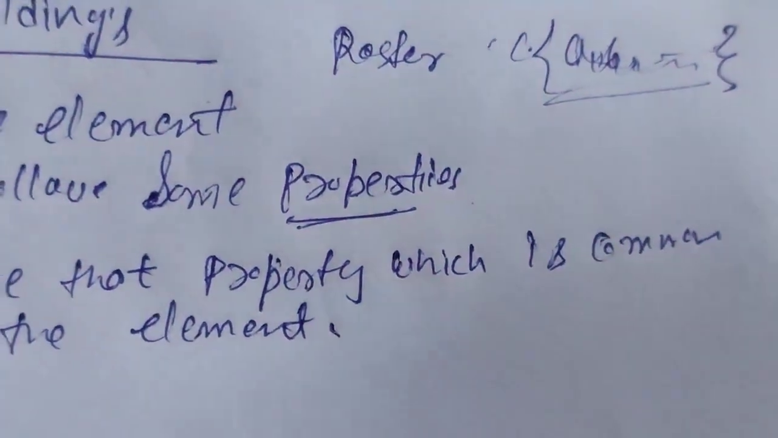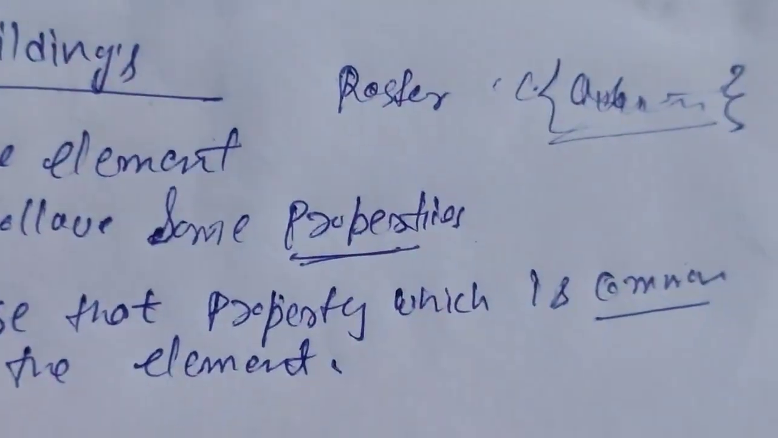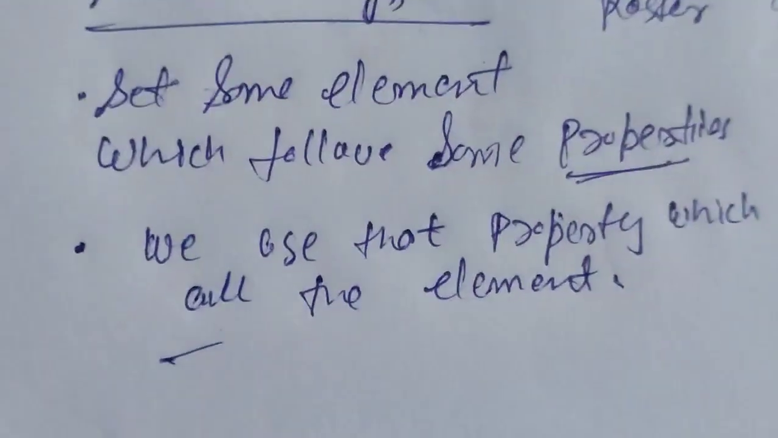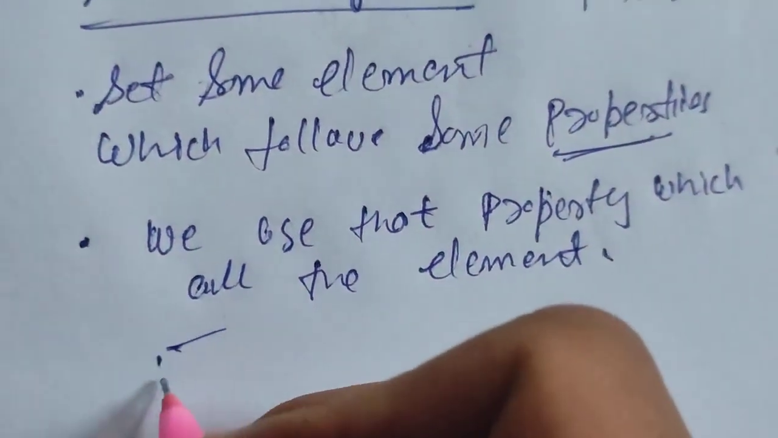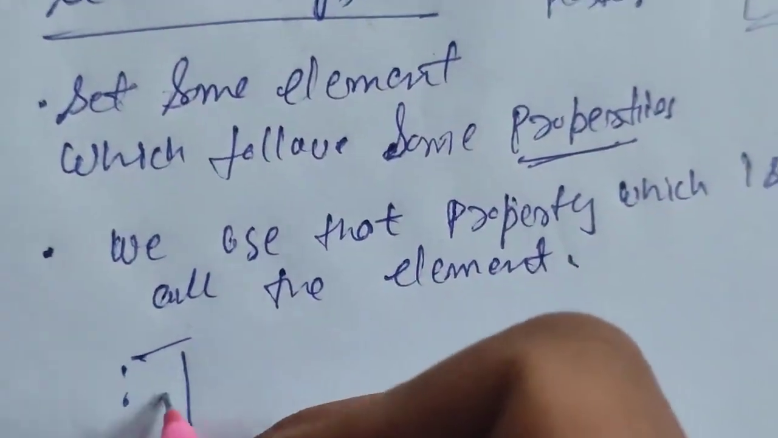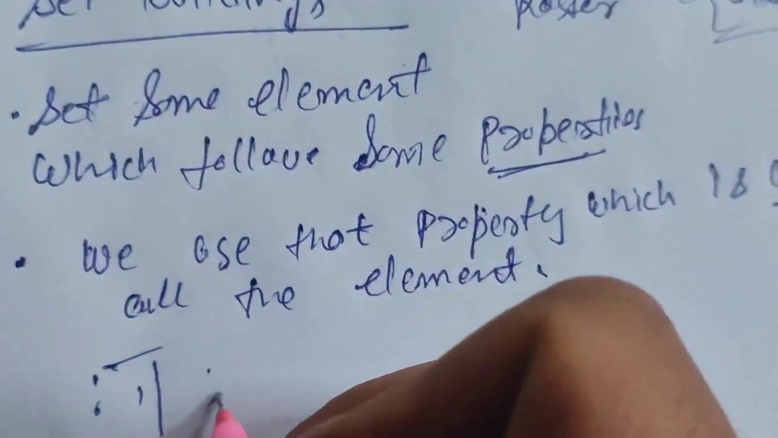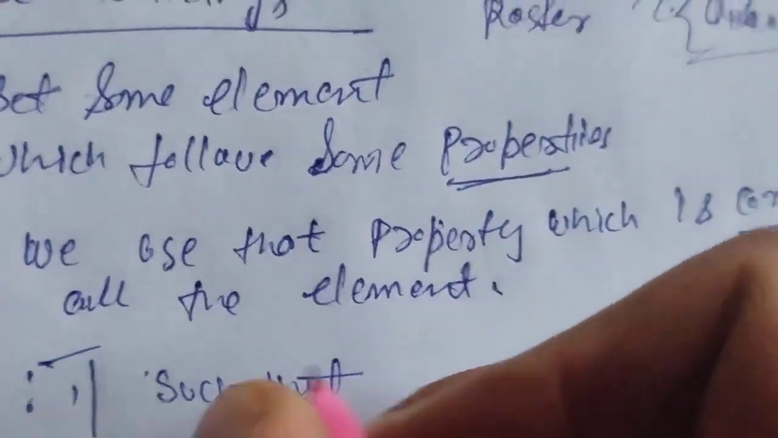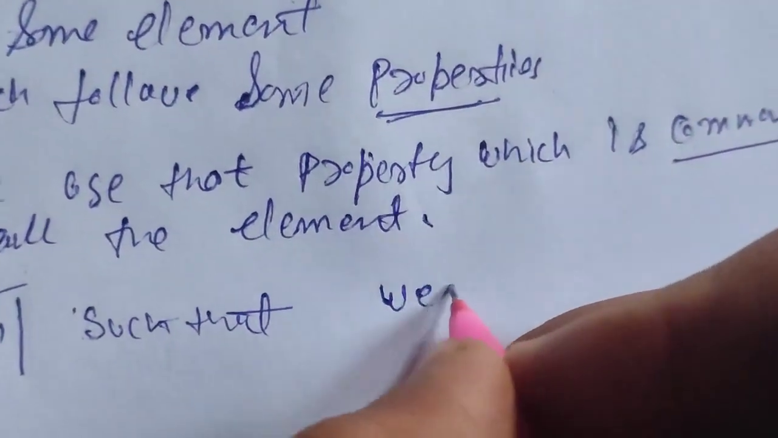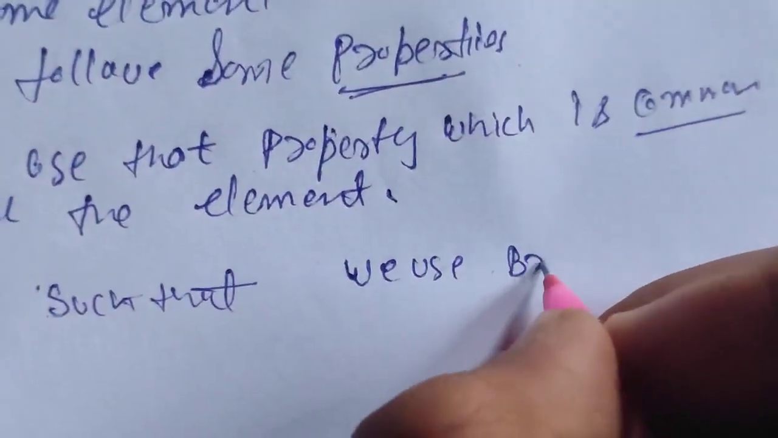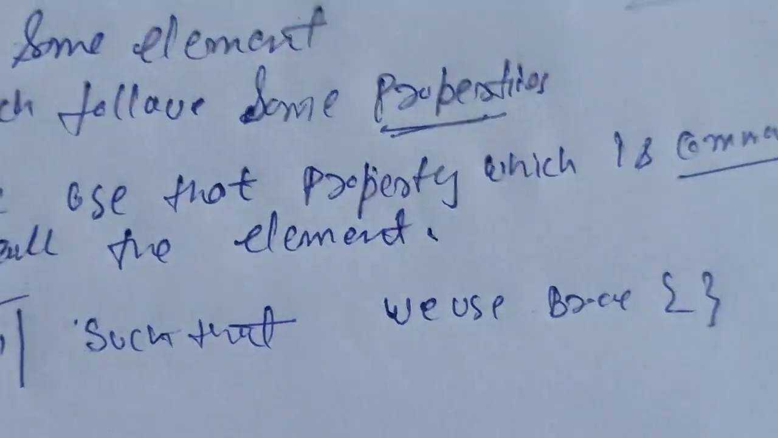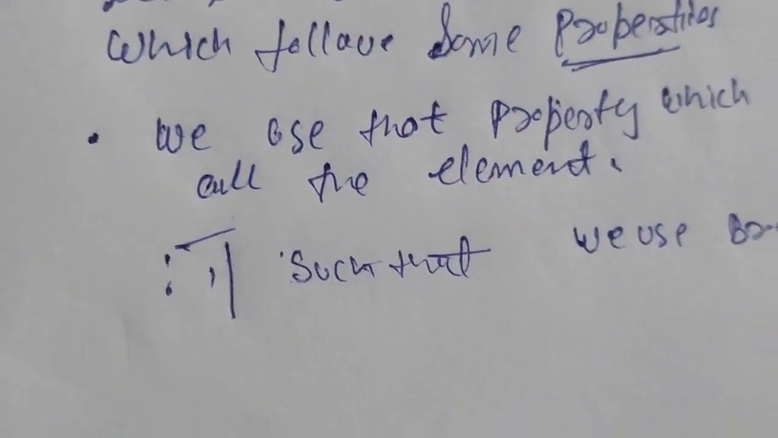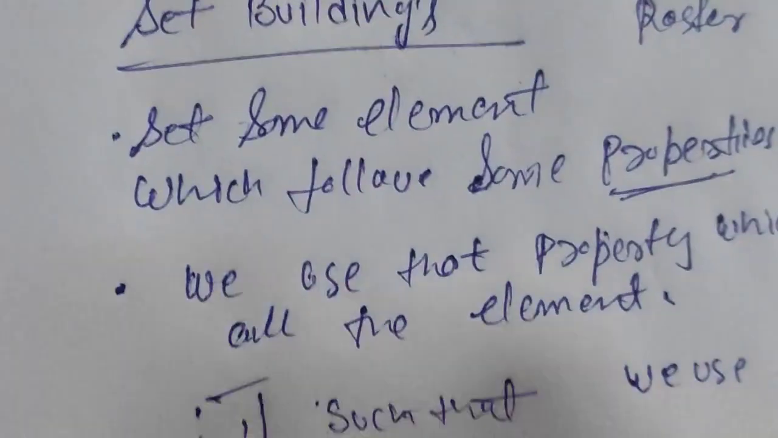Okay, so this common property we find and then we write it in this form, and the notation is simple. The vertical bar is also called "such that", and we use curly braces. Okay, now for example, let's take a real life example.